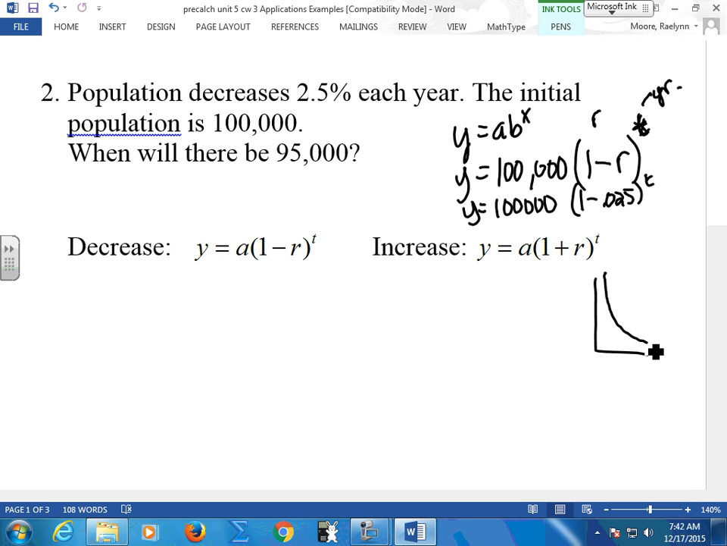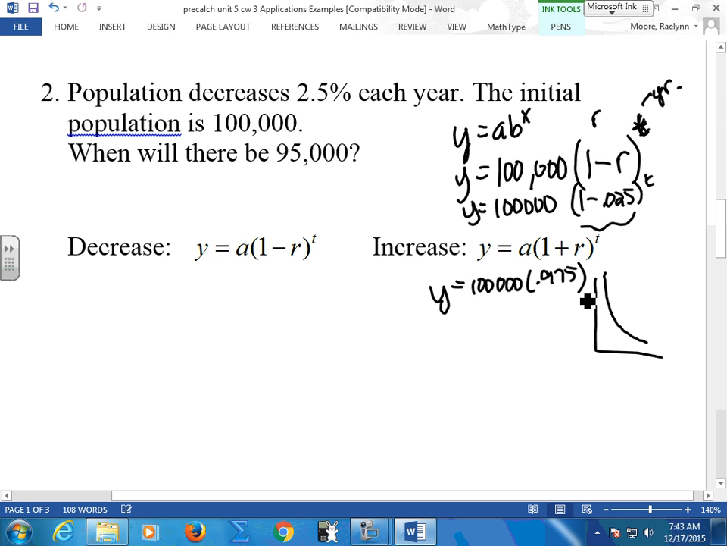The setup is the same. What you're getting here is what you retain after each year. So each year, if you do this subtraction, I'm retaining 0.975 of whatever the population was the year before that. So I'm retaining a little bit of it each time. And if I was increasing my population, I would just change this to a plus.